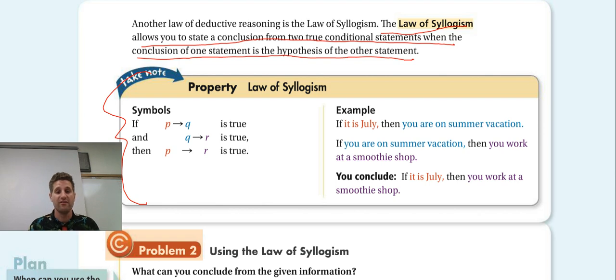Basically, if P then Q is true, and Q then R is true, then P then R is true. Confusing? Yes, I know. Here's an example. If it's July, then you're on summer vacation. If you're on summer vacation, then you work at a smoothie shop. So it's July, so you work at a smoothie shop.